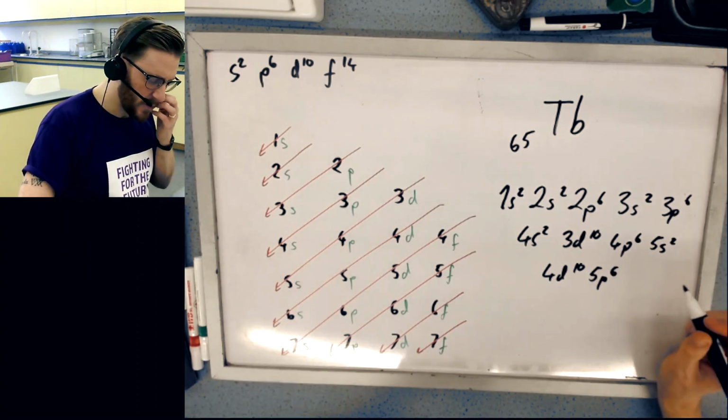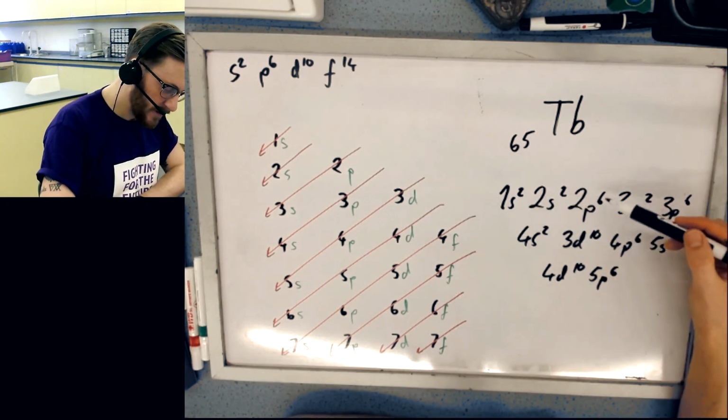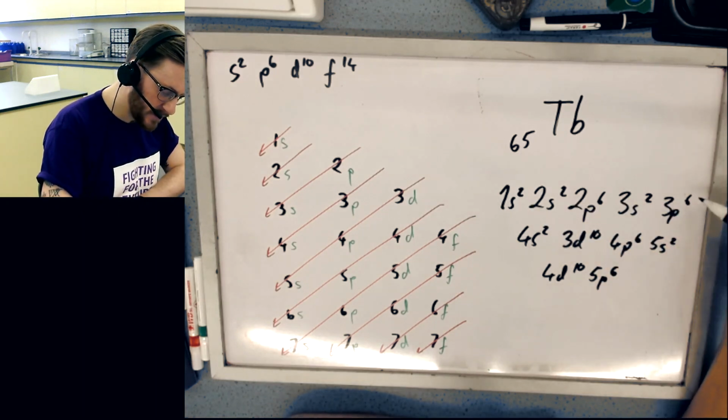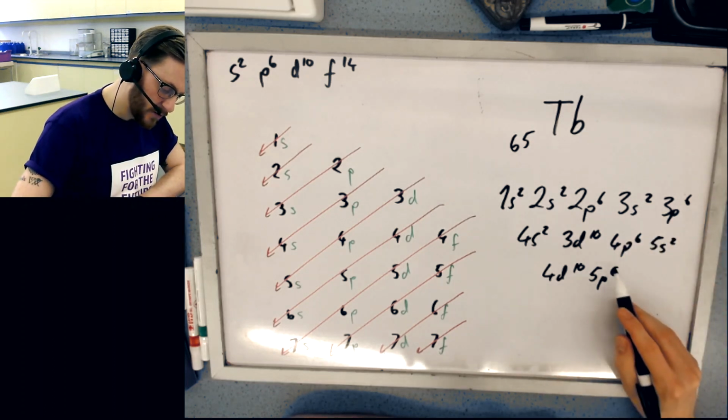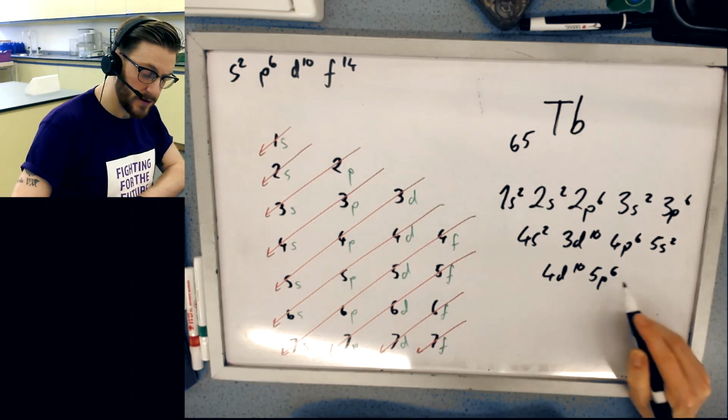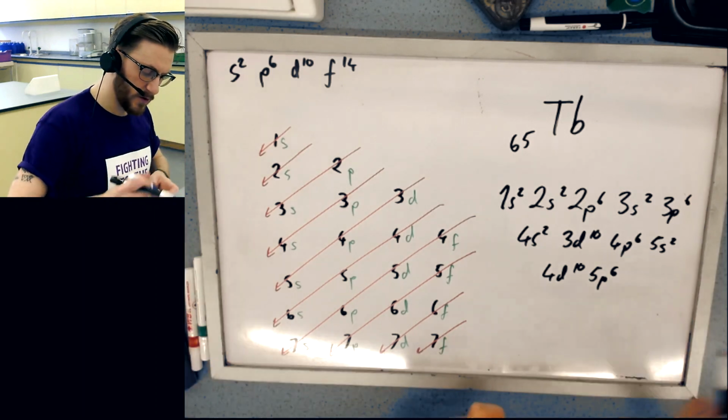Round about now, I'm going to start counting. 1, 2, 3, 4, 5, 6, 7, 8, 9, 10, 11, 12, 13, 14, 15, 16, 17, 18, 19, 20, and so on up to 54. So I'm on 54. Might just make a wee note of that.